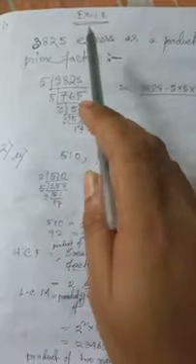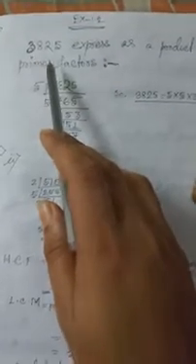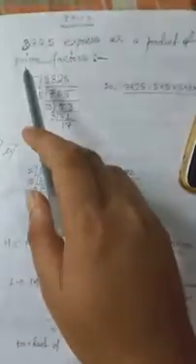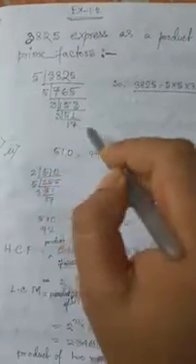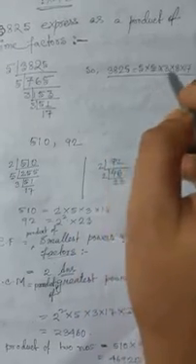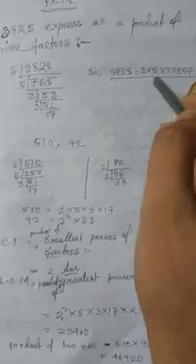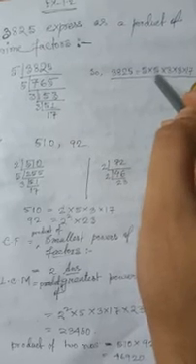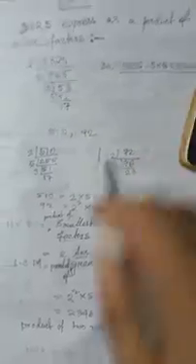Today we will discuss exercise 1.2. Express 3825 as a product of prime factors. So first do the LCM process, then write 3825 equals 5 into 5 into 3 into 3 into 17. It is the product of prime factors, and no one is a composite number, all are prime numbers.